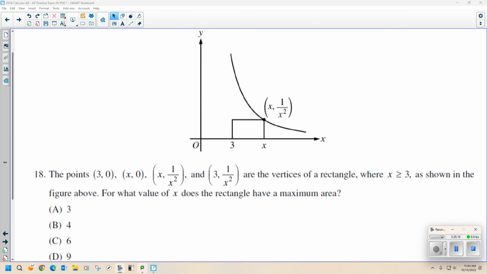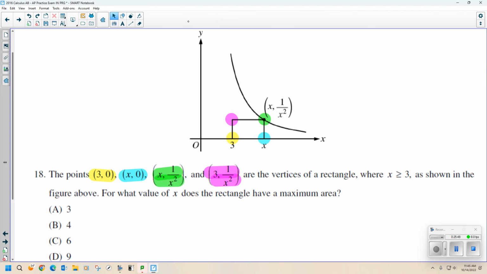Number 18, the points 3, 0. Let's highlight this. The points 3, 0, right there. x, 0, which is this, x, comma, 1 over x squared, which is here, and 3, comma, 1 over x squared. Believe it or not, this is this right here.